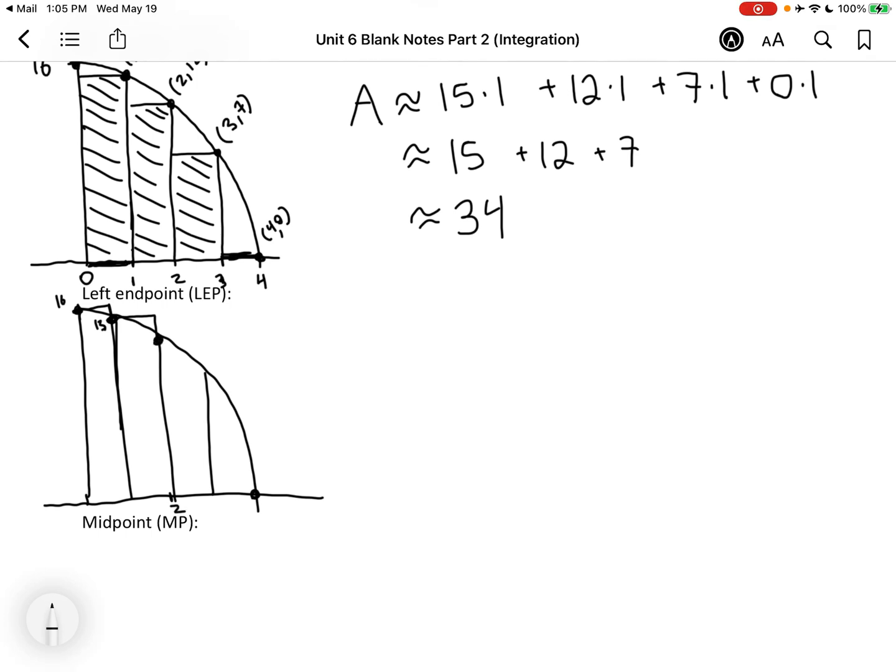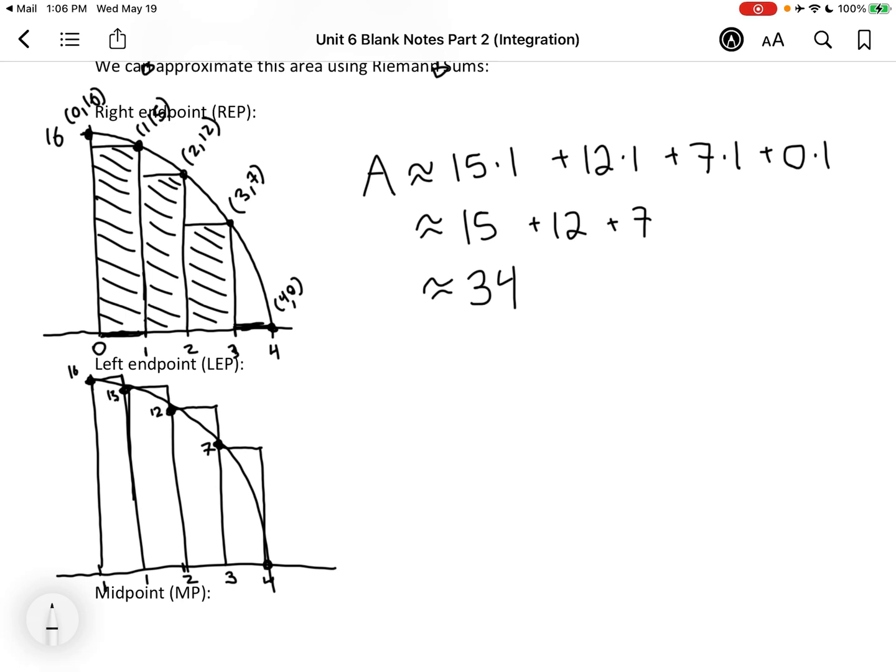This is when x is 2, right? So when x is 2, y is 12. That's the third one. And then this is the fourth one. This is when x is 3. And when x is 3, y is 7. So there's the fourth one. And you can see, just based on these drawings, the right endpoint is going to underestimate the area. And the left endpoint in this case is going to over approximate the area. But the area will be somewhere in the middle.